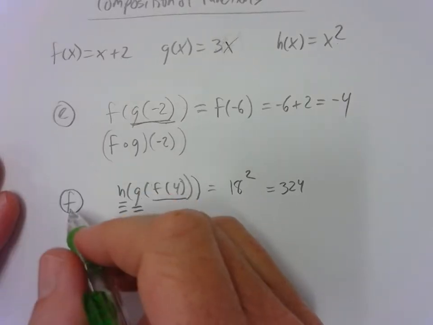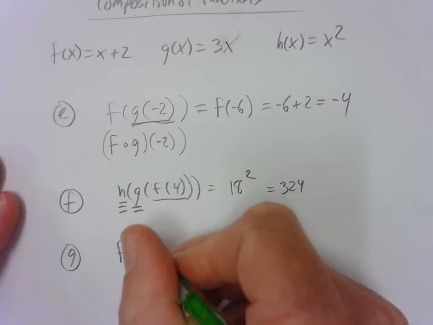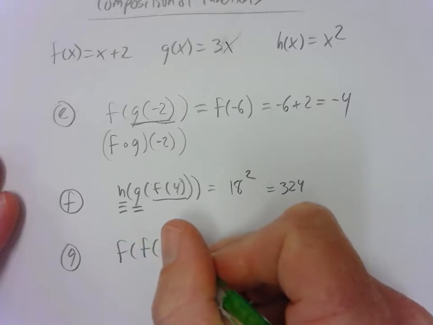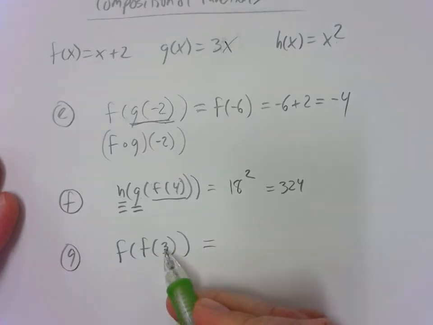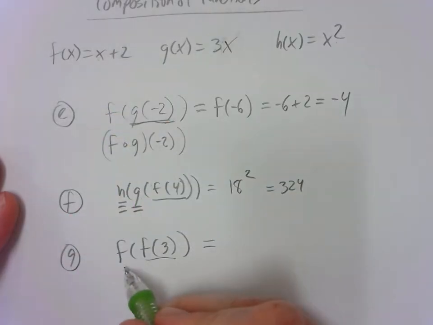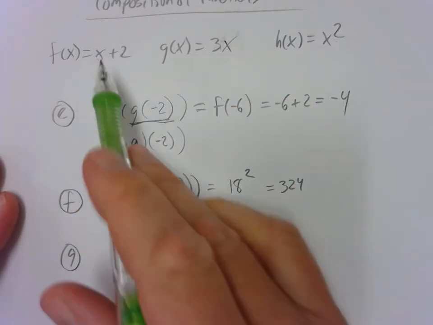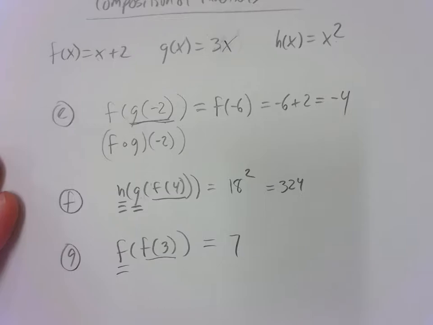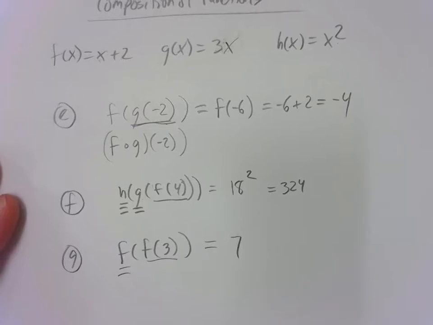So A, B, C, D, E, F, G. You could do F of 3. So that would be getting an answer and putting it right back into the problem again. So f of 3 is first. You get 5. And then you take that 5 and you put it right back in again, and you get 7. So you're just adding 2. So it's 3, 5, 7, and you could just keep adding 2, 3, 5, 7, 9, if you wanted to keep going and going and going.